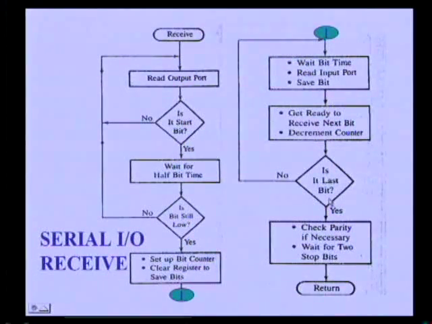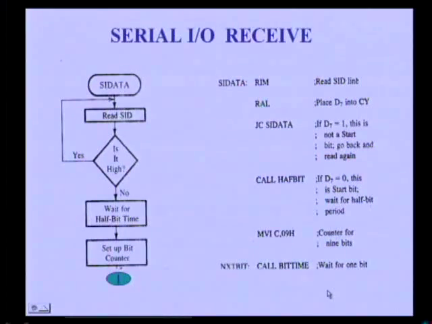If it is the last bit received, then check parity if necessary and wait for 2 stop bits, then return to the main program. Now the same flowchart is shown on the left side and the program on the right side.